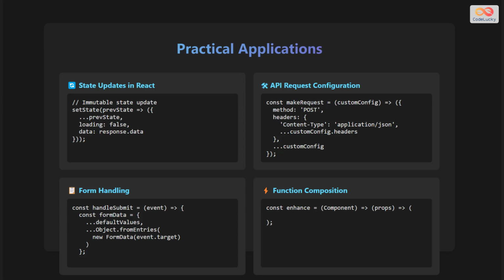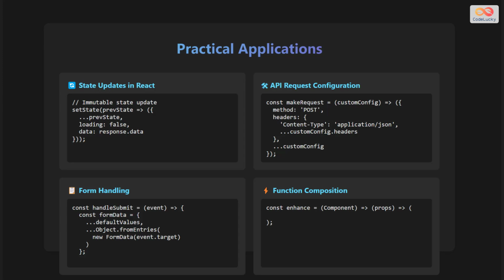Now let's look at some real-world applications of the spread and REST operators. In React, for updating the state we should follow immutability, and the spread operator helps a lot there. Instead of directly changing the state, we use the spread operator and update the properties that we want. In the example provided here, we are updating the state, setting loading to false, and the data property from the API response.